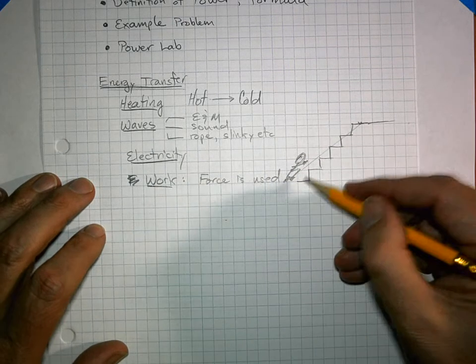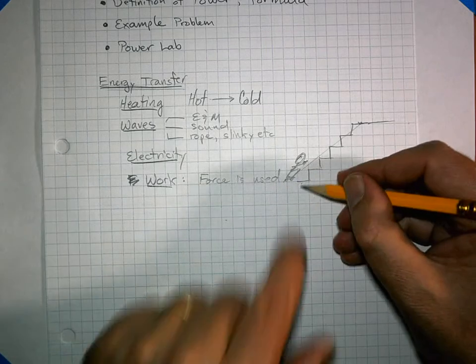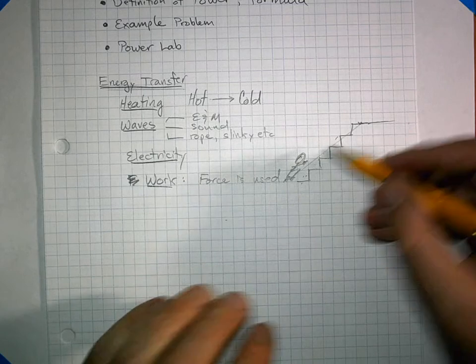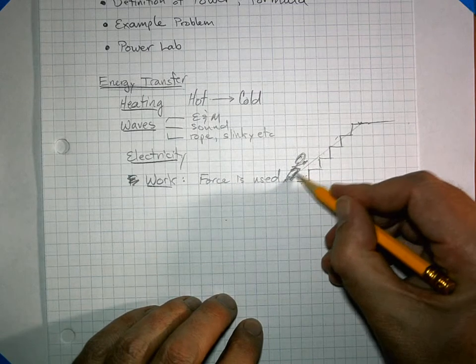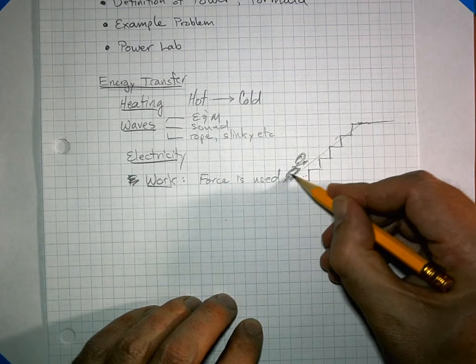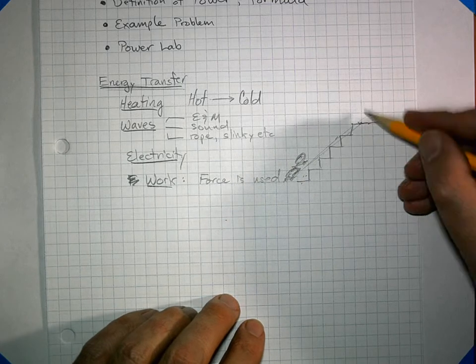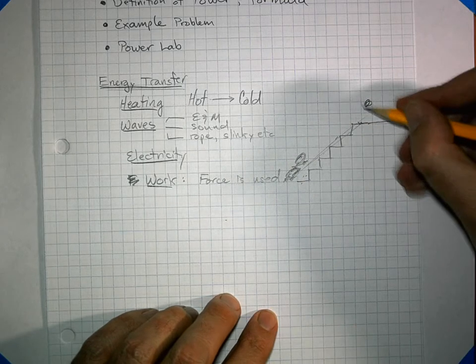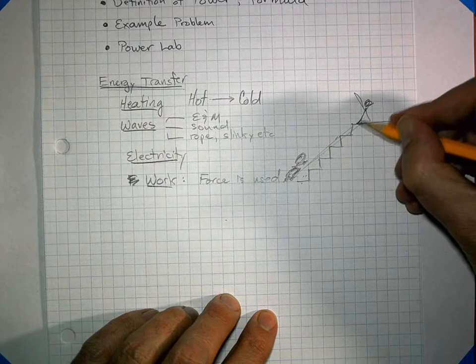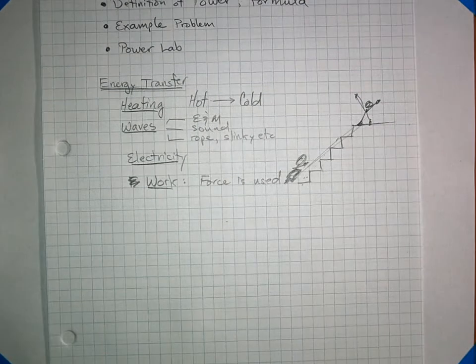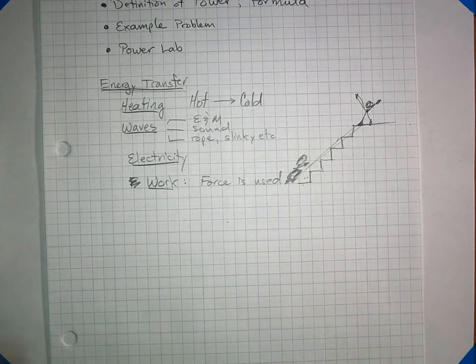And how are you going to do that? You're going to apply a force to the ground, and the ground's going to apply a force to you, and we're going to use force to transfer energy from the chemical potential energy in your legs, and it's going to turn into your gravitational potential energy up at the top of the stairs. So here you are, all triumphant at the top of the stairs.